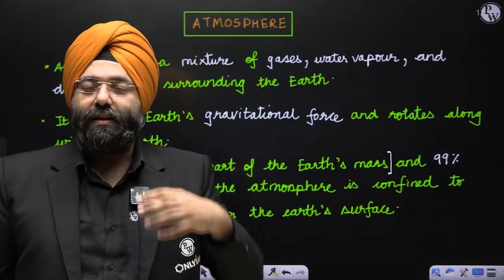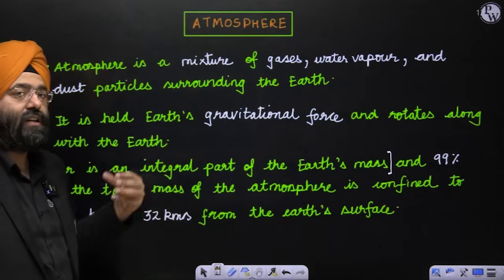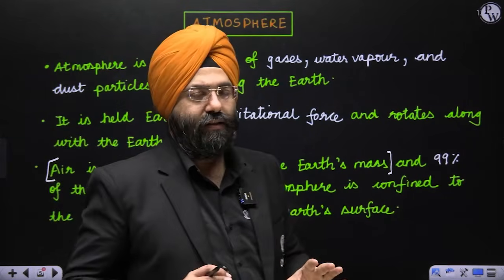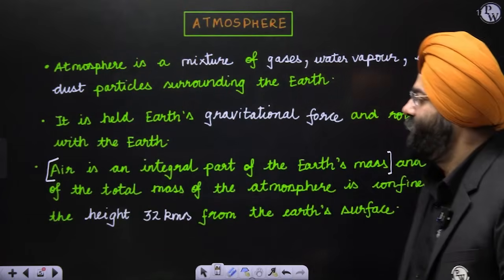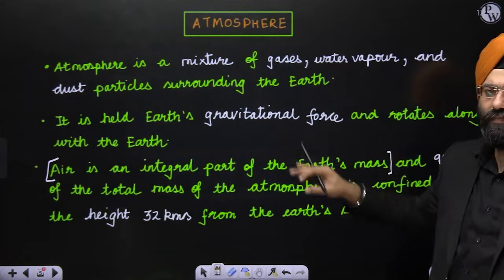So that is why the total mass of this atmosphere, 99%, is confined to the 32 kilometers from the surface of the Earth. This should be very clear in your minds. Absolutely clear, right? Okay. Now comes, having studied what atmosphere is, brief idea, brief details.